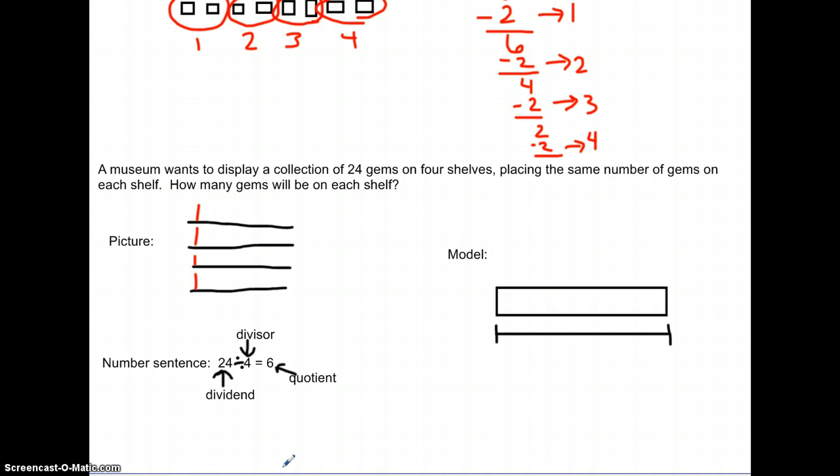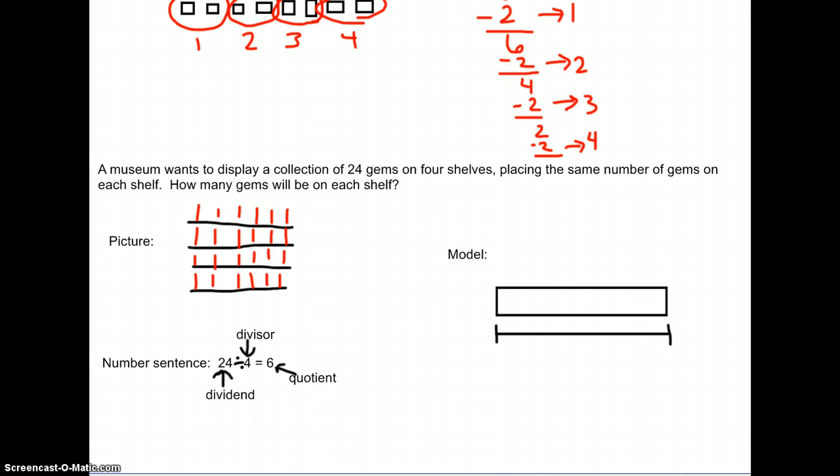I'm splitting them evenly amongst the shelves so I can make sure that they all have the same number. Okay, so that I'm up to 4, 5, 6, 7, 8, 9, 10, 11, 12, 13, 14, 15, 16, 17, 18, 19, 20, 21, 22, 23, 24. So I put my gems on 4 different shelves. The black lines are my shelves. The red lines are each representing a gem.